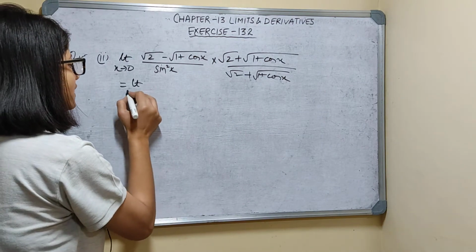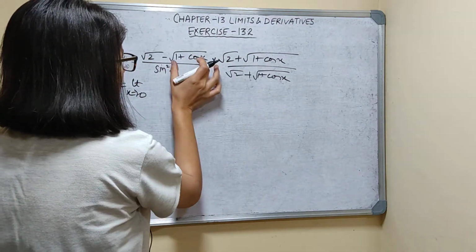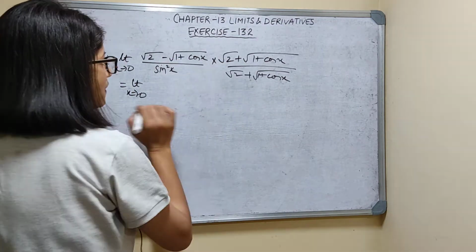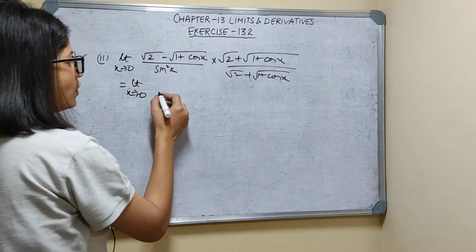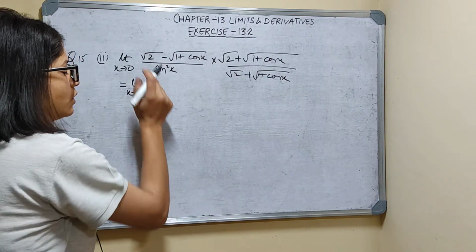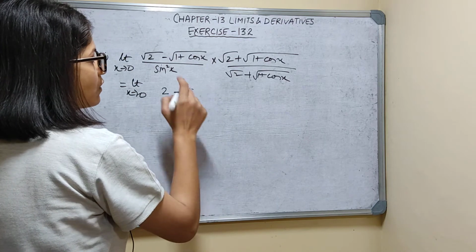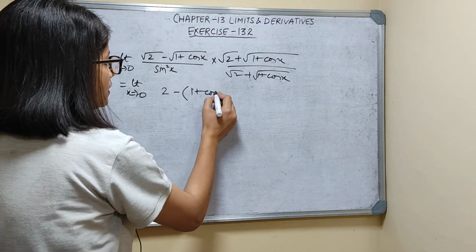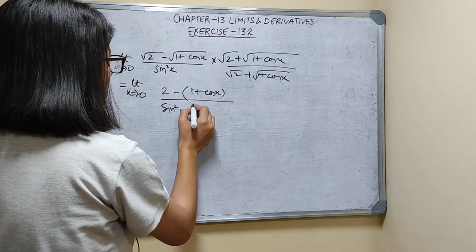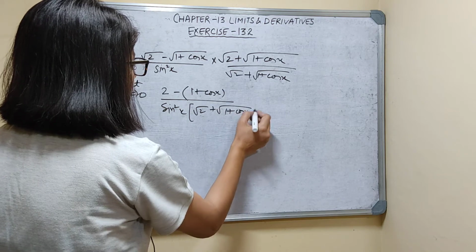So you know, with a minus b into a plus b, where a is root 2 and b is root of 1 plus cos x, the difference is here minus, plus. So a minus b into a plus b gives a square minus b square. So root 2 square, that is 2, minus root of 1 plus cos x whole square, so 1 plus cos x, upon sin square x, into root 2 plus root of 1 plus cos x.